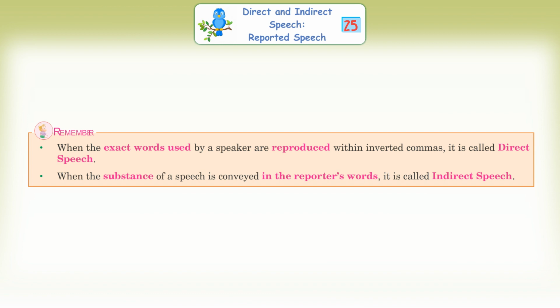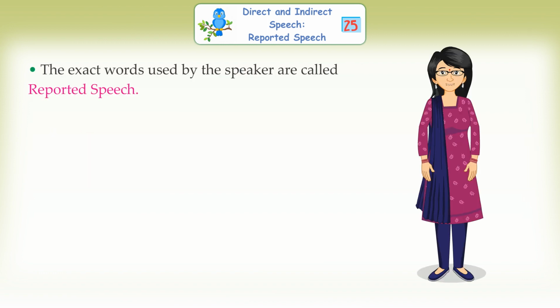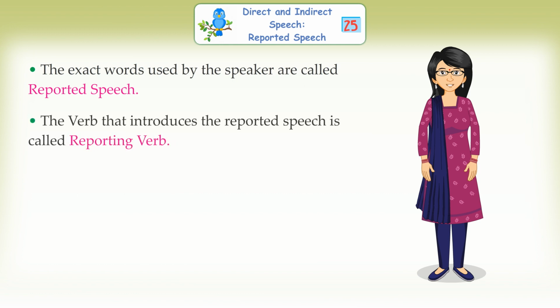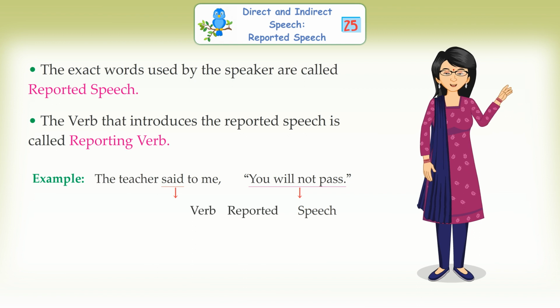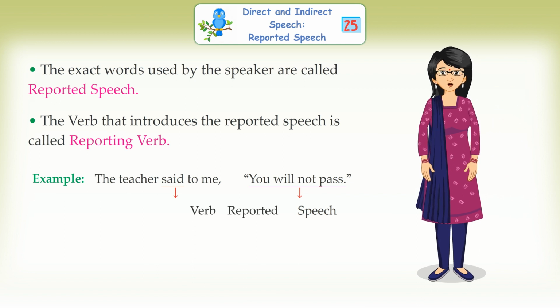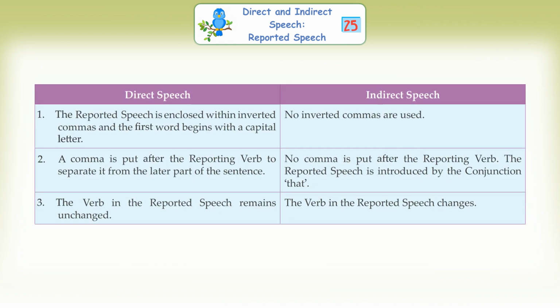Remember, when the exact words used by a speaker are reproduced within inverted commas, it is called direct speech. When the substance of a speech is conveyed in the reporter's words, it is called indirect speech. The exact words used by the speaker are called reported speech. The verb that introduces the reported speech is called reporting verb. Example: The teacher said to me, "You will not pass." Reporting verb, reported speech. Direct speech.